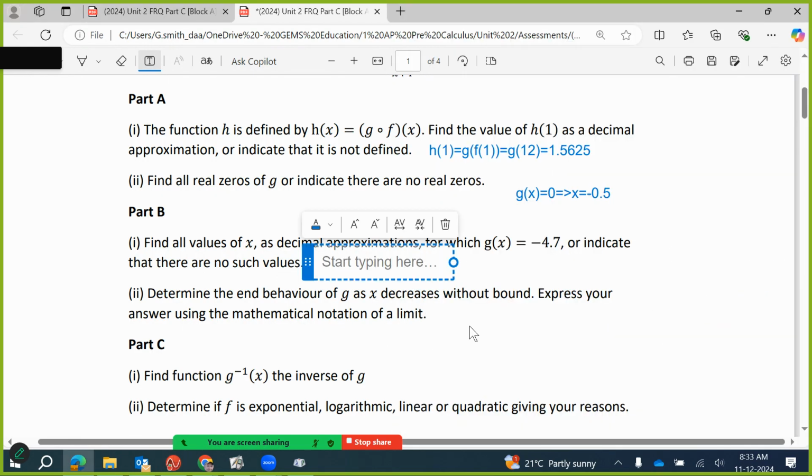So we can write this up as g of x is equal to minus 4.7, which implies that x is equal to, what did I get?